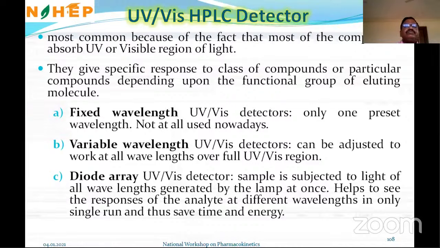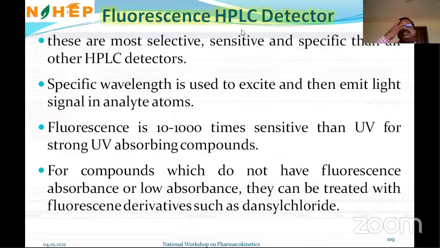Next comes the fluorescence HPLC detector. These are the most selective, sensitive, and specific of all the HPLC detectors. Here a specific wavelength is used to excite the analyte atoms, which then emit a light signal. Fluorescence is 10 to 1000 times more sensitive than UV for strongly UV absorbing compounds. Even minute quantities can be detected with these fluorescence detectors.